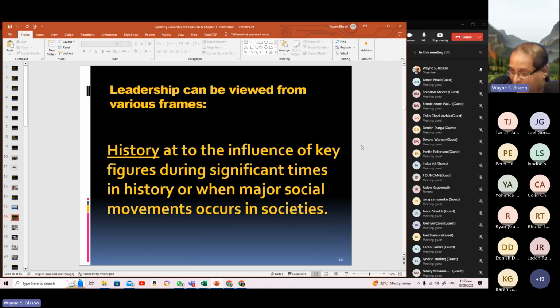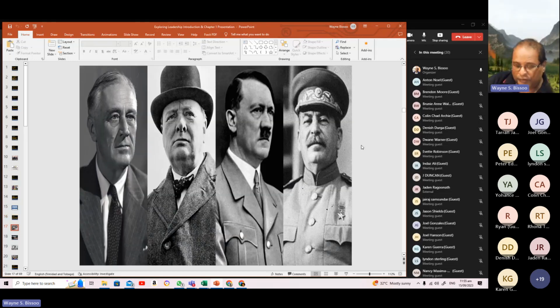All right. Now, as you all spoke about this before, another framework through which we look at leadership is through history. We look at how key figures that arose in significant timeframes in our past history behaved, what they were involved with, and how they went about doing things. Now, let's look at these four individuals here, because somebody already brought up Hitler.